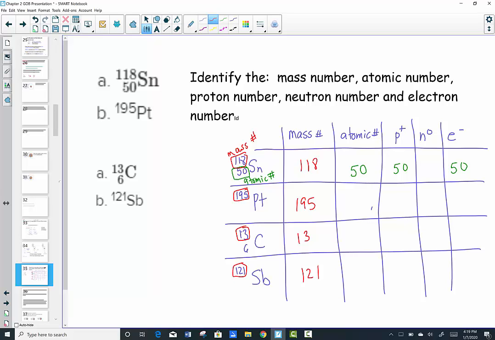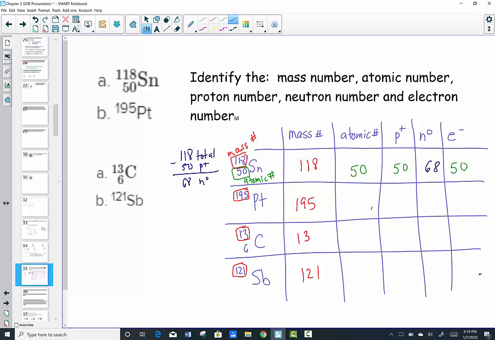Now, going back to row 1, if 118 is the total mass, and of those 50 are coming from protons, how many remaining particles are going to be from the nucleus? So when I subtract 118 minus 50, I get 68 neutrons. Let's go to row 2.